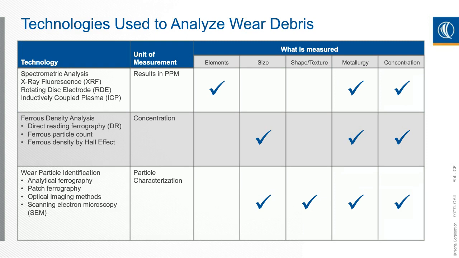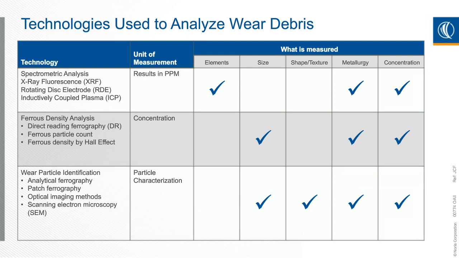Either way, the best way to really figure out what your wear debris is, is to break it down to 5 main categories. What the elements are, how big they are, what their shapes and textures may be, what the metallurgy is, so where in the machine it might be coming from, and what the overall concentration is. And that's going to be able to be observed through different types of technologies such as spectrometric analysis, that's your XRF, that's your rotating disc electrode, that's going to be your ICP.